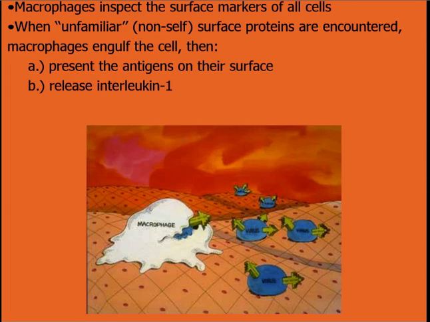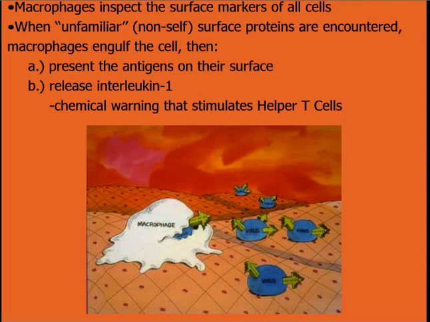its surface. The macrophage then releases a chemical called interleukin-1. Interleukin-1 is a chemical warning that stimulates helper T cells. Now we're going to find out in a little bit that helper T cells are sort of the generals of this battle, the battle against this invader. These generals tell everybody else what to do.